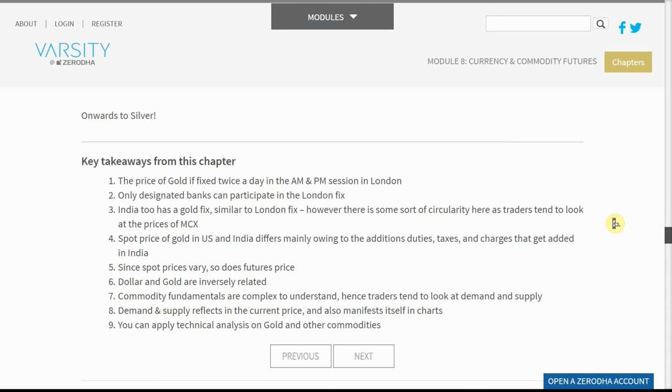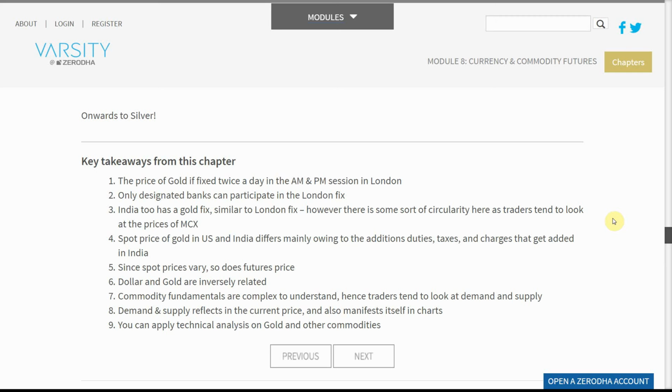The price of gold is fixed twice a day in the AM and PM session in London. Only designated banks can participate in the London fix. India too has a gold fix, similar to the London fix. However, there is some sort of circularity here as traders tend to look at the prices of MCX. Spot price of gold in the US and India differs mainly owing to the additions, duties, taxes, and charges that get added in India. Since spot prices vary, so does futures price. Dollar and gold are inversely related. Commodity fundamentals are complex to understand.